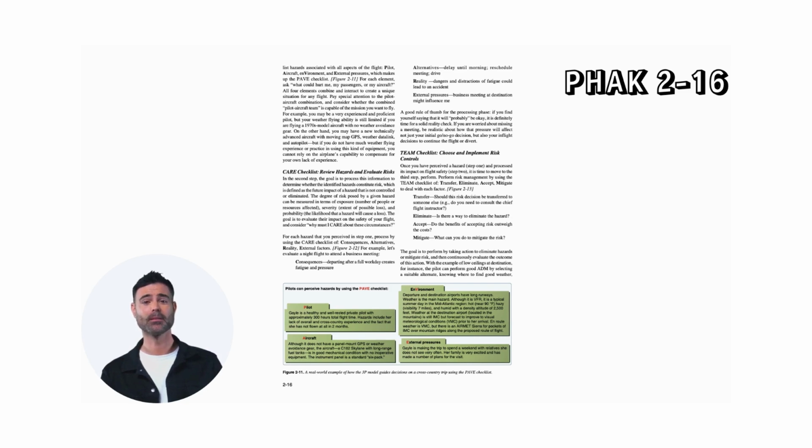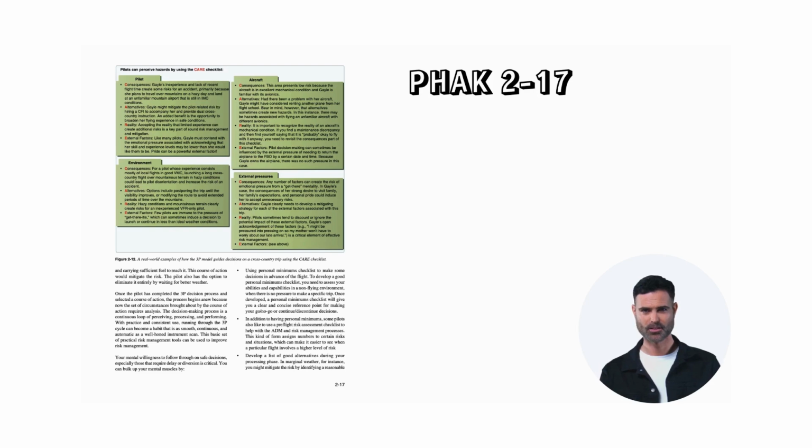of this action. With the example of low ceilings at destination, for instance, the pilot can perform good ADM by selecting a suitable alternate, knowing where to find good weather, and carrying sufficient fuel to reach it. This course of action would mitigate the risk. The pilot also has the option to eliminate it entirely by waiting for better weather.